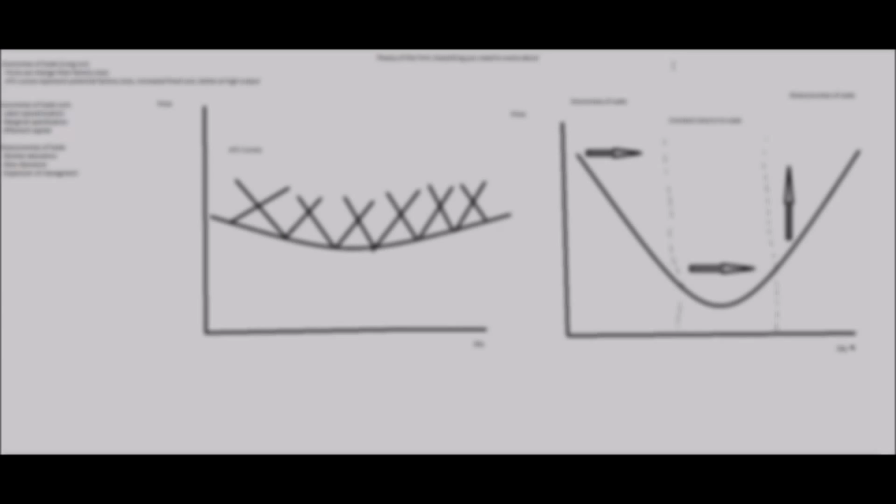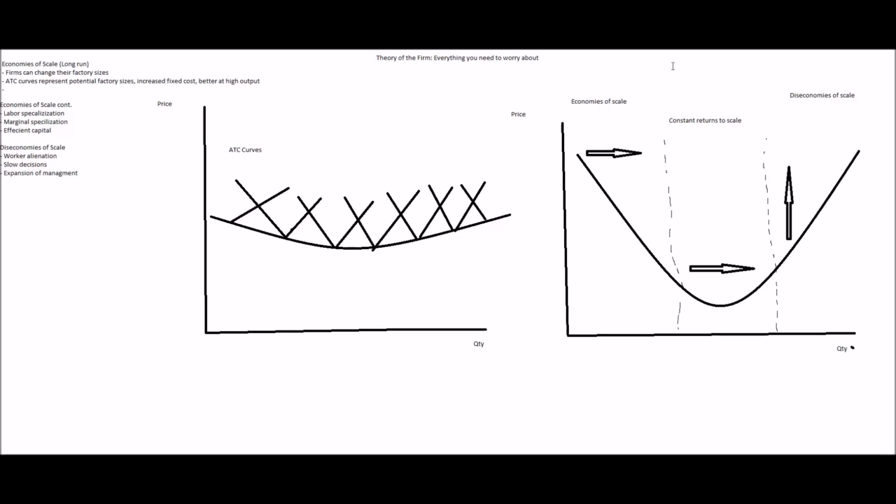Hello guys, today we're going to be talking about theory of the firm, everything you need to worry about. So let's go ahead and get started here.